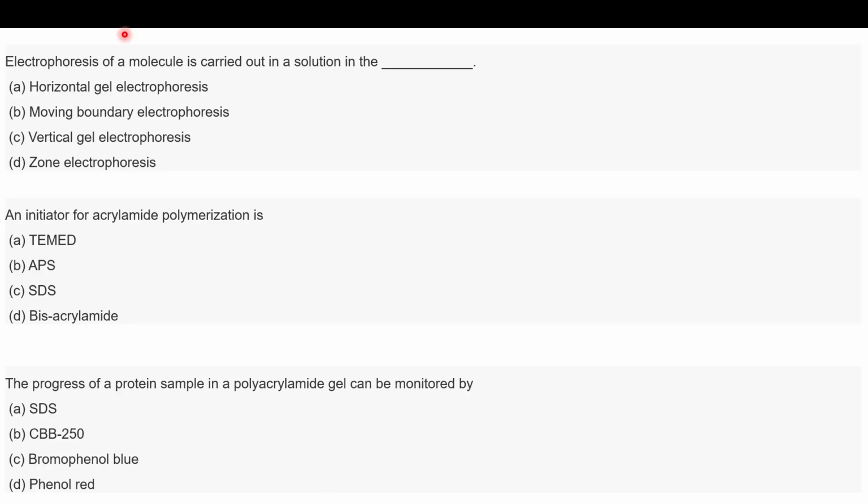Now let us look at some of the questions. Electrophoresis of a molecule is carried out in a solution in which type of electrophoresis?